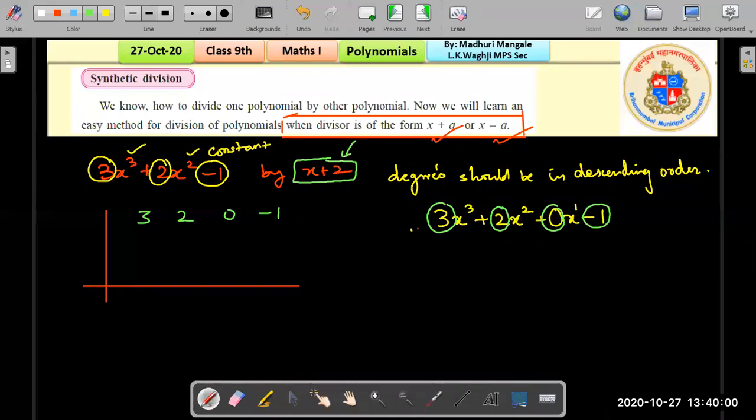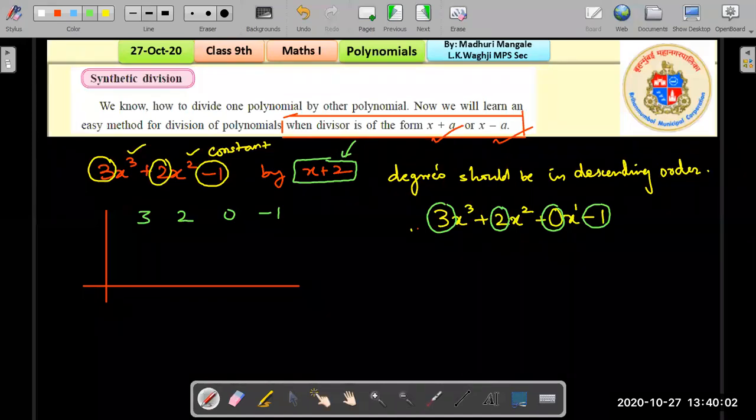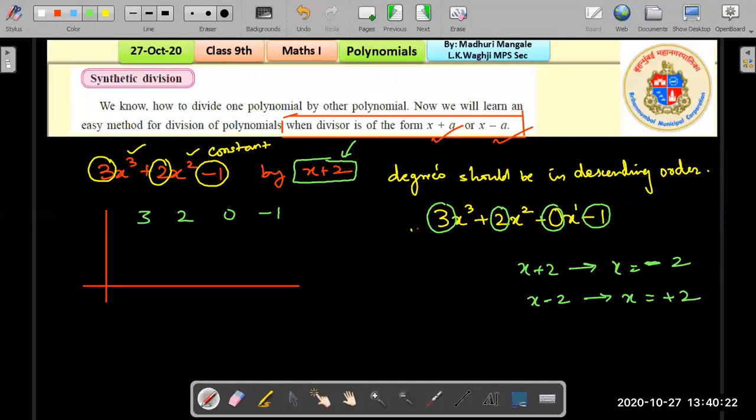Be very careful. This step is very important. Okay. So even if this is x plus 2, we will be using the value of x to be negative 2. And suppose that was x minus 2, then we use x equals plus 2. We are using the opposite number of whichever is given in the divisor. So here it is x plus 2, we are using minus 2. I hope this is clear so far.